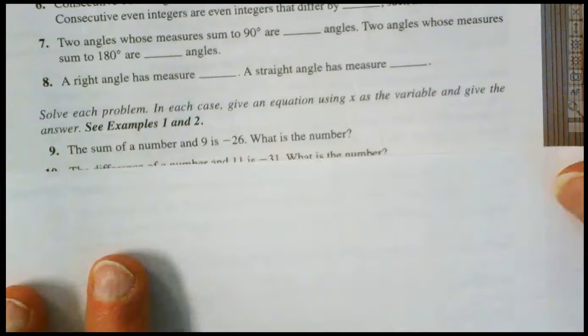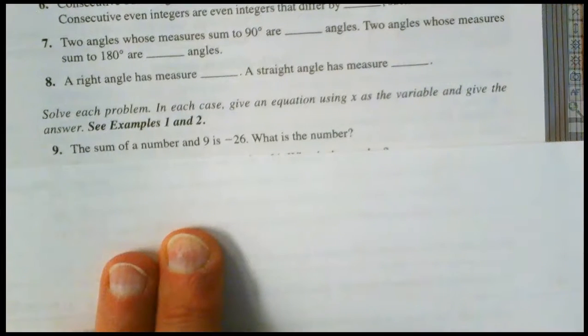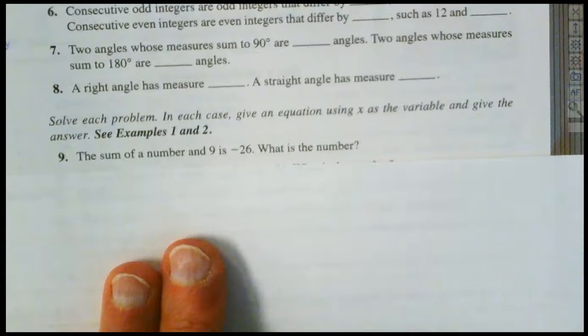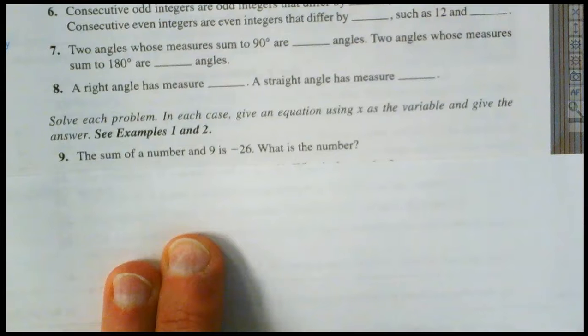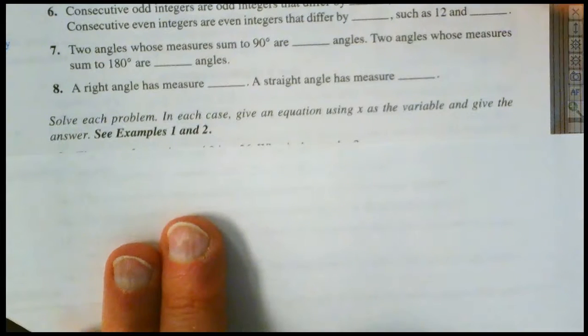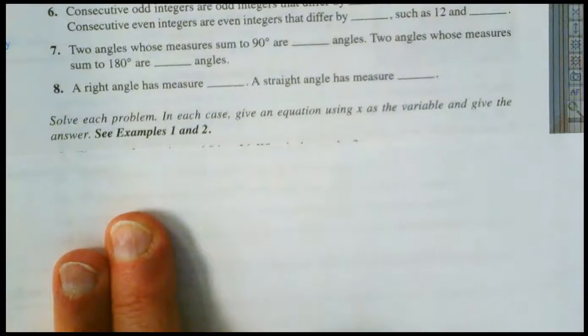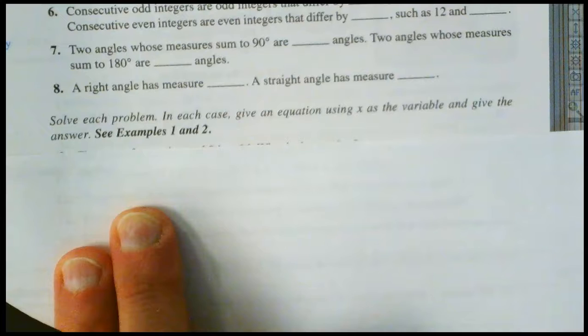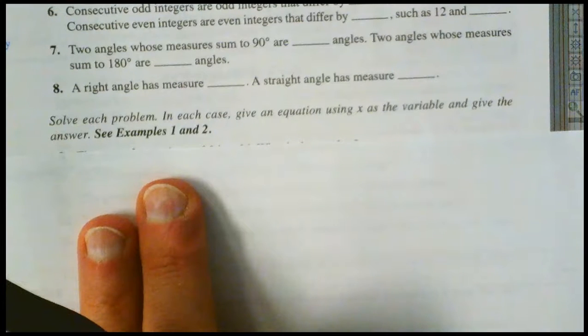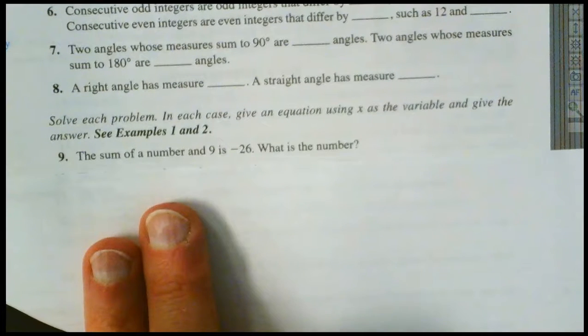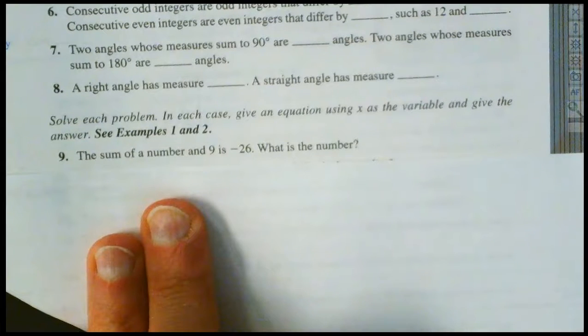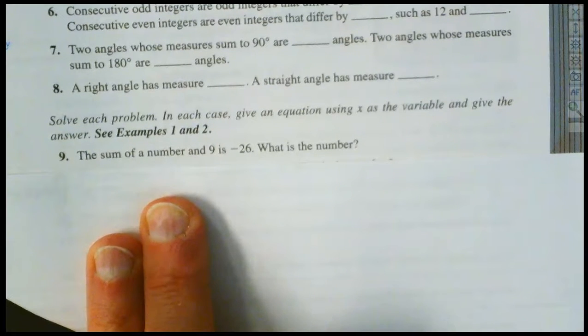Now, whenever we look at an application, what we're going to do is read it through once. We're also going to read the directions and make sure we know what we're supposed to be accomplishing. So let's read the directions first. It says solve each problem. In each case, give an equation using the variable x and give the answer. So we need to find our equation. We need to solve it. So equations are going to have equals. And so this one is going to have an equal sign, and we're going to be able to solve it.